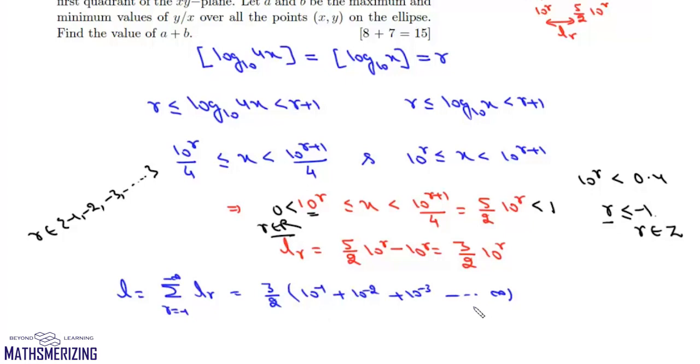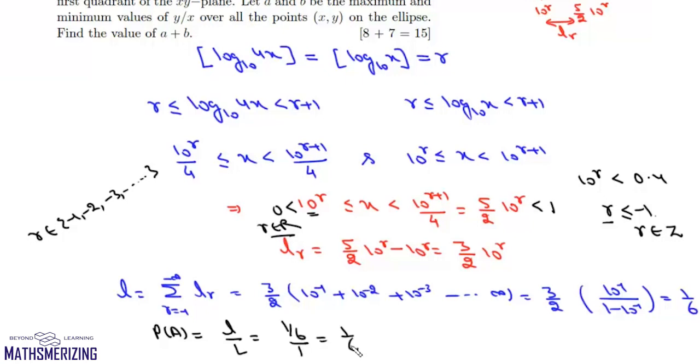Now this is nothing but a GP. So it will be 3 by 2 into a upon 1 minus r, which is 3 by 2 into 1 by 9, which is 1 by 6. So from geometrical probability, we can say that the required probability of this event, say A, is given by small l upon capital L, which is 1 by 6 upon 1. So this required probability is 1 by 6.